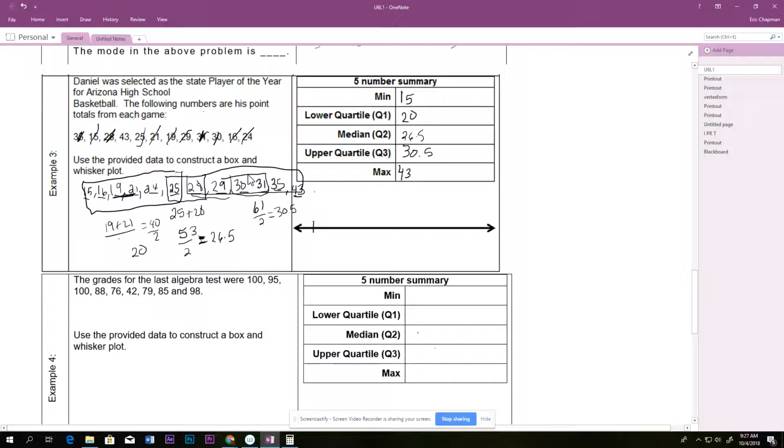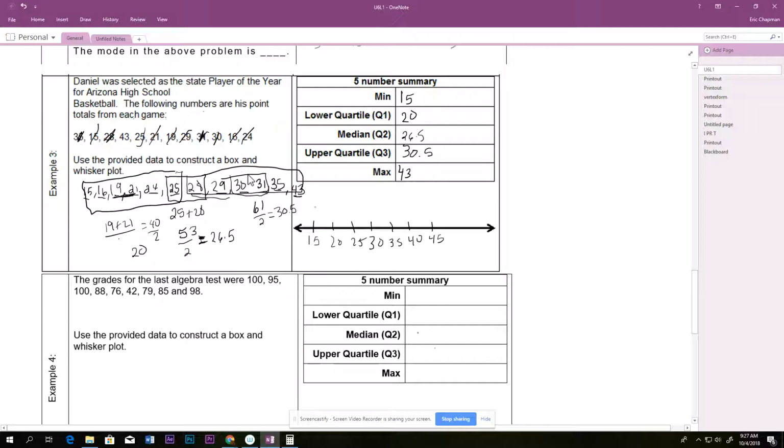So let's start with our scale. Let's go by fives. We'll start at 15. We'll go by fives: 15, 20, 25, 30, 35, 40, 45.